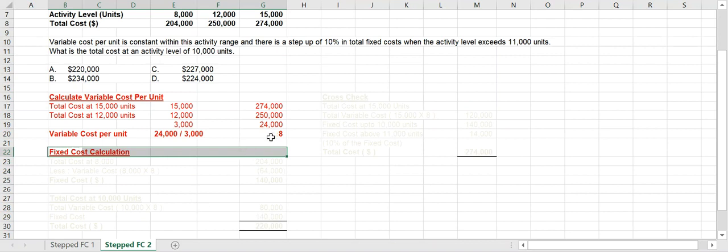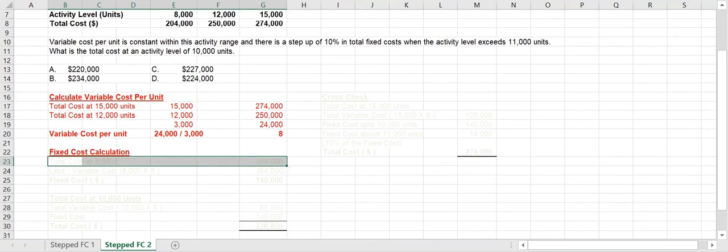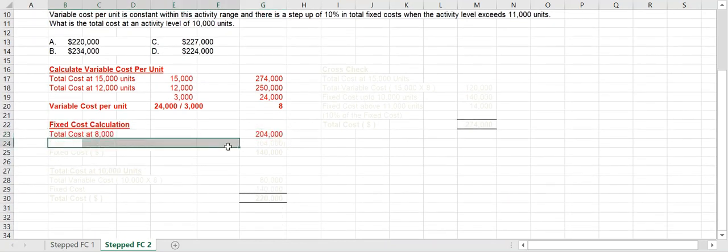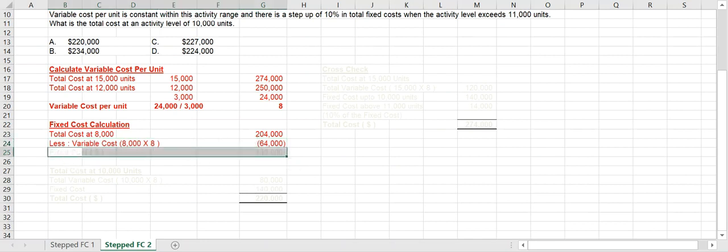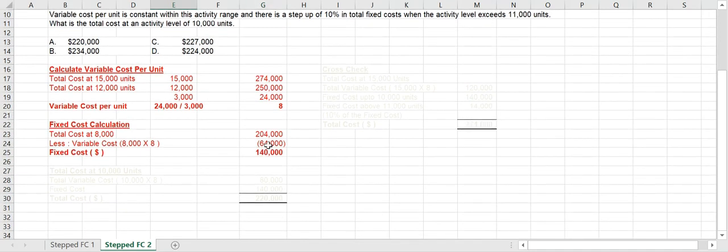Now let's calculate fixed cost by substituting this variable cost per unit of 8. In this case I will take the activity level 8,000, where the total cost is 204,000. What will be the variable cost at 8,000 units? 8,000 times 8, which is 64,000. So your fixed cost will be 140,000. Please remember, this fixed cost is valid till 11,000 units. Once you exceed, there will be a step fixed cost. Since the activity is 8,000, there is no step fixed cost.